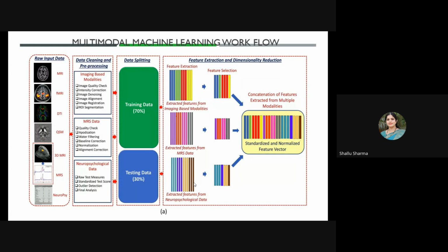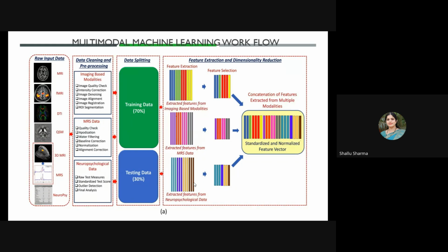The next one is image registration. This is somewhat similar to alignment, but registration is basically registering all the images with brain regions in the considered brain template. Then, if we want to perform any kind of segmentation, we do the segmentation also. So these are some of the pre-processing methods which we can perform over imaging data.